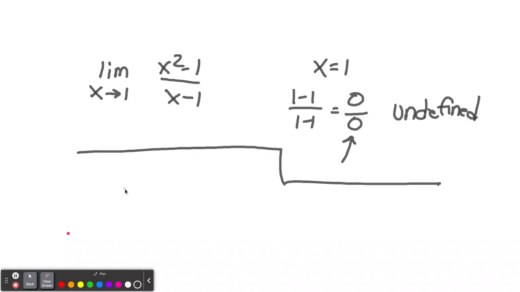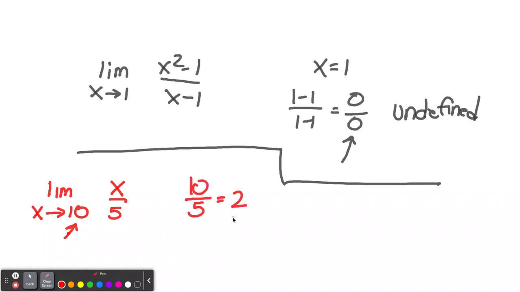But first, let's look at what happens if we can just plug in numbers. What if I said the limit as x approaches, let's say, 10, and we had x divided by 5. Don't worry about that little dot there. If we just plug in 10, we'll get an answer. It's 10 divided by 5, and we know the answer will be 2. That's easy, right? Just plug it in. That's your first step.